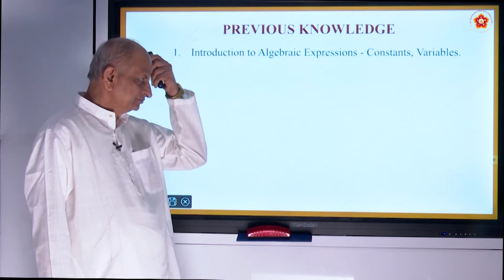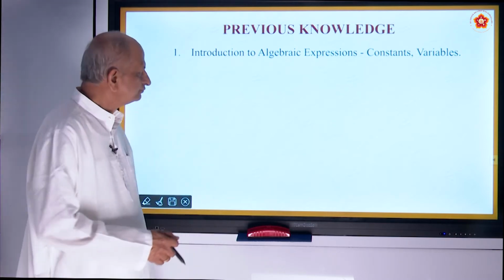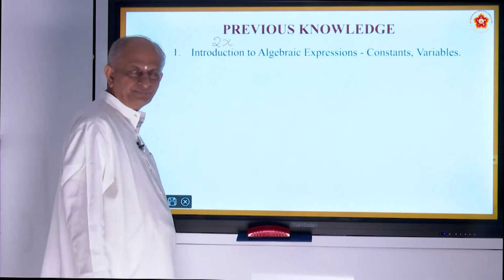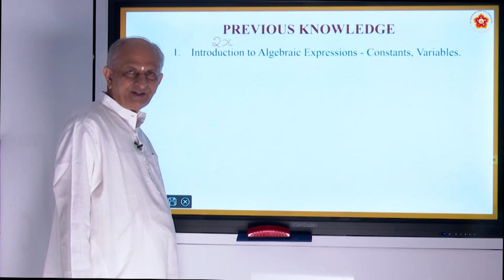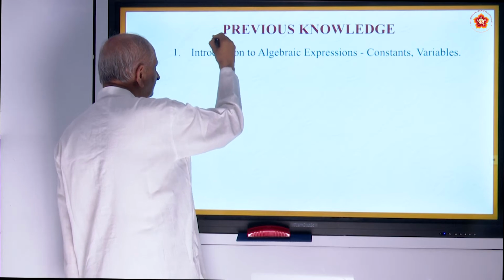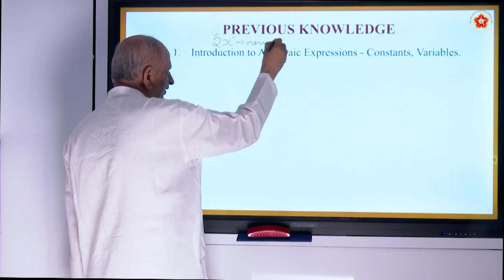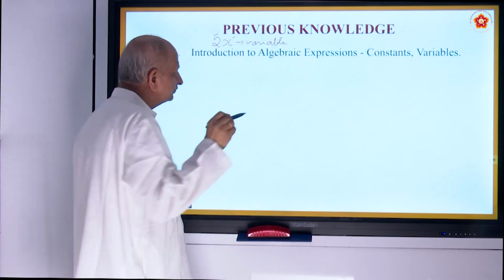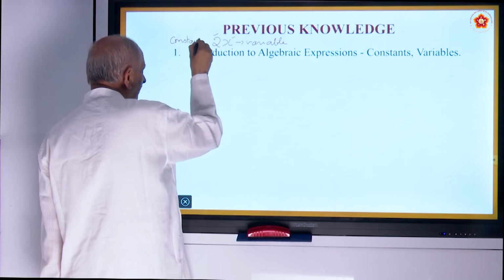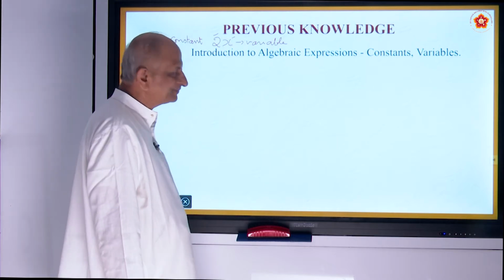So in algebra we study about constants and variables. Suppose you have 2x. What is that 2x called? It's called a term, an algebraic term. Here 2 is called constant and x is called variable. Variable means the value is not known. Constant means the value is fixed. 2 is 2 here also, in any country you go it is the same. That is how the study of algebra starts.